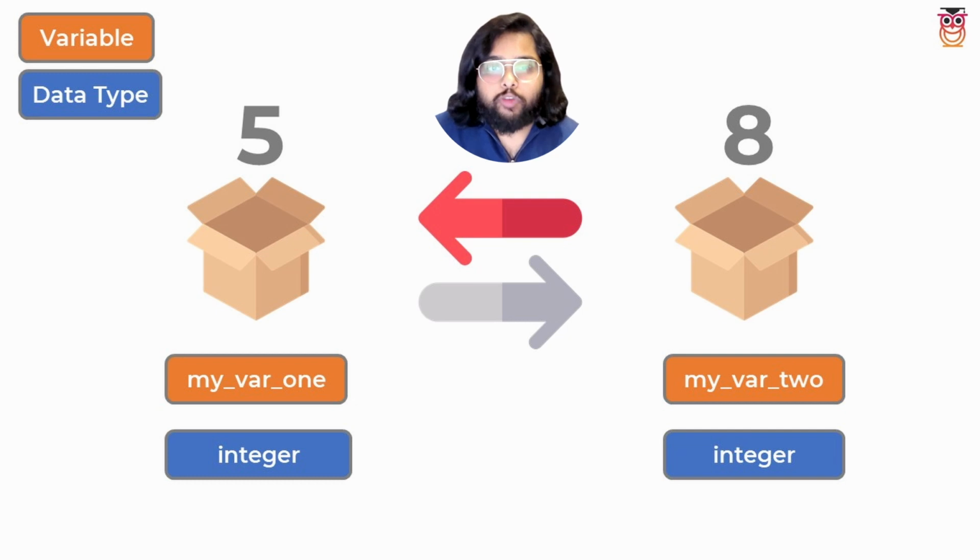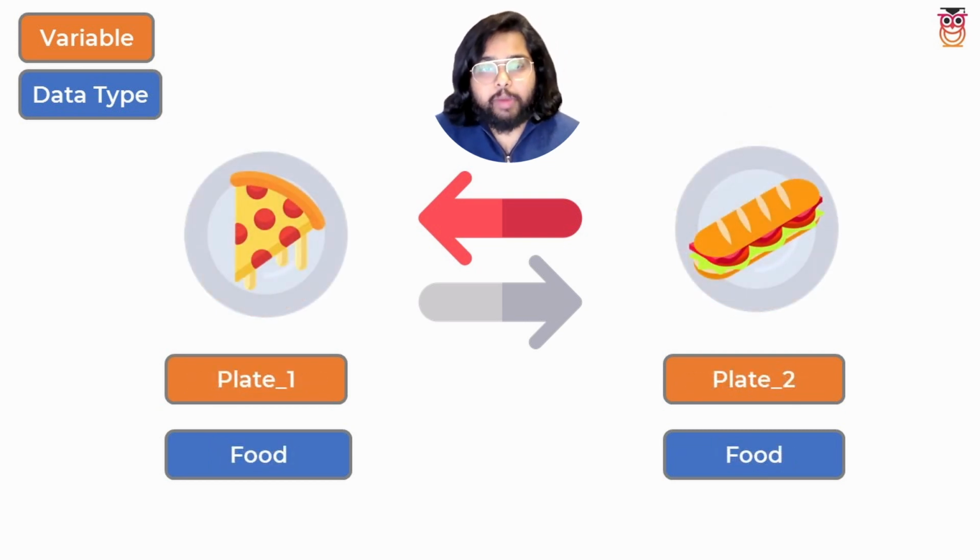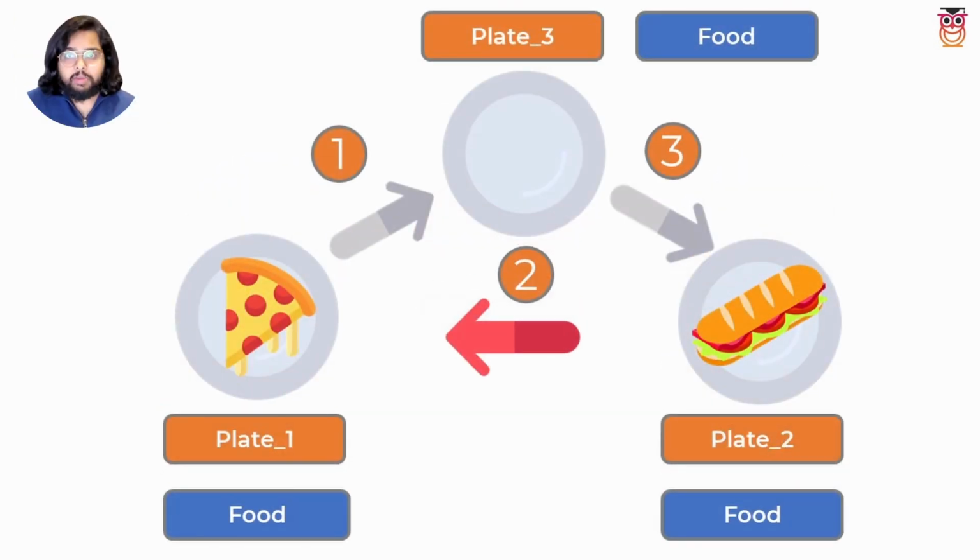I want to swap two variables, typically of the same data type. Let's picture it in my favorite analogy, which, if you haven't guessed by now, is food. I have a plate of pizza and I have a plate of a sandwich. How do I exchange them if I cannot hold them in my hand? The answer is another plate.